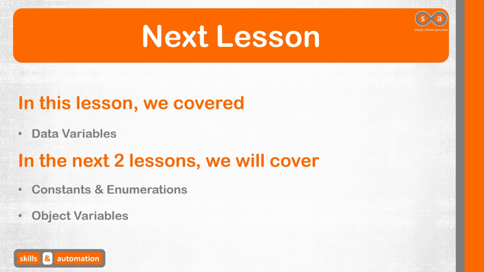In this lesson, we focused on data variables that hold values such as numbers and texts. In the next lessons, we will cover constants, which are simply variables that can't change values, and object variables.